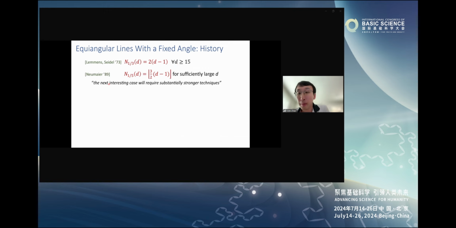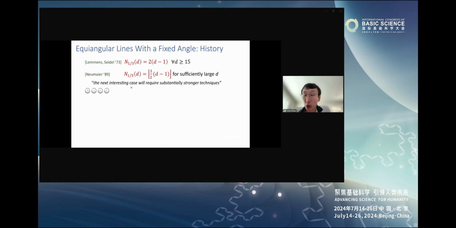The next result came about a decade and a half later by Neumaier. And it shows that for the angle whose cosine is 1/5, for sufficiently large dimension, the answer is given by this exact formula, roughly 3d over 2. Neumaier also thought about the next case, following this pattern, 1/7, and he couldn't solve it, and he actually notes in his paper that the next interesting case will require substantially stronger techniques, because he felt that there was a barrier to the next case, and this barrier was actually further clarified in subsequent works, and I will mention it in a second.